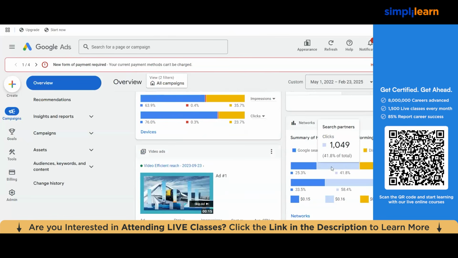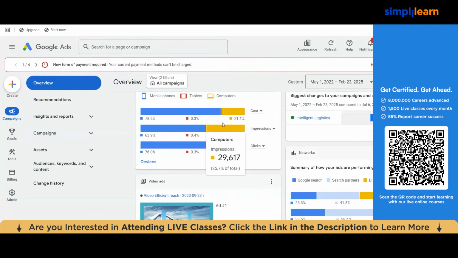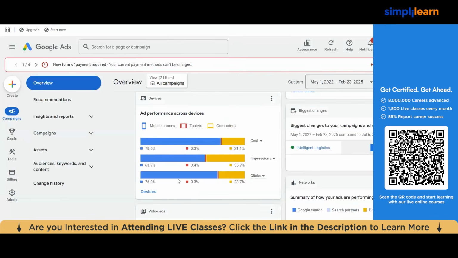Like over here, even if you have done, let's suppose, a Google search campaign, you have to check what percentage is coming from what, whether it's from search partners, the display network, or Google search. You need to check, and then you need to optimize all these things. We need to check on which device our ads are getting triggered better, or our ads are performing better, and the numbers are performing.